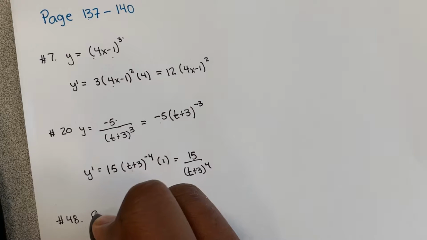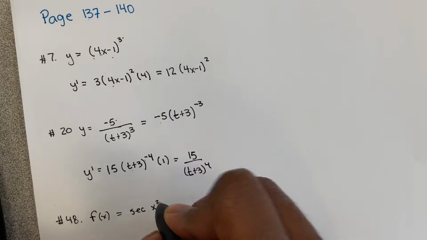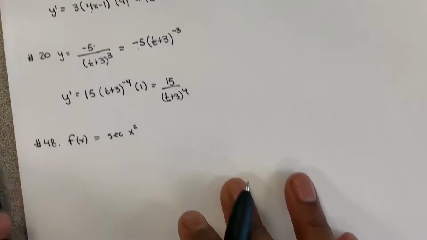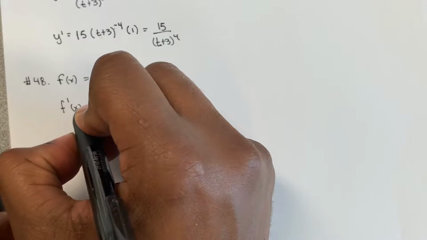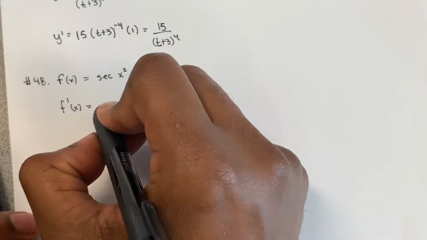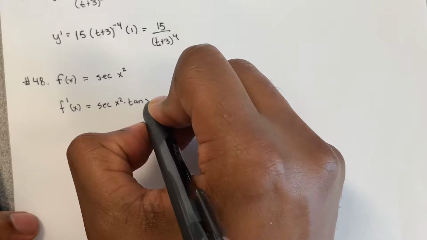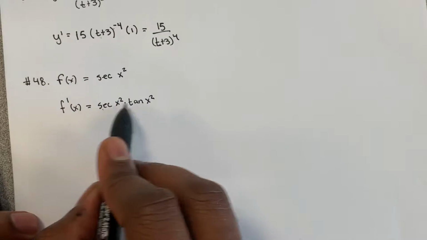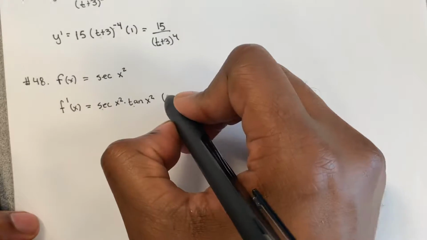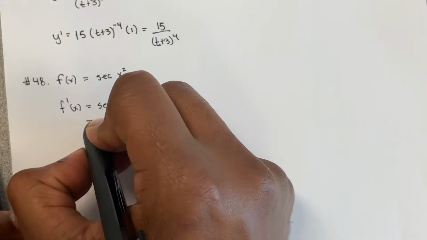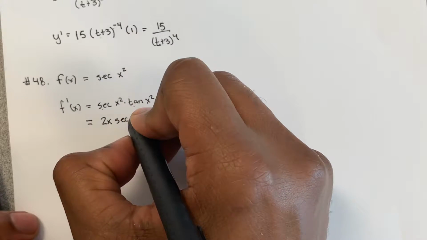We'll make it f of x equals the secant of x squared. Only the x is squared. So when we do this derivative, we're going to have f prime of x equals, so the derivative of secant is secant of the angle times the tangent of the angle. And so the derivative of secant tangent. And then we also must multiply by the derivative of x squared, which is 2x.